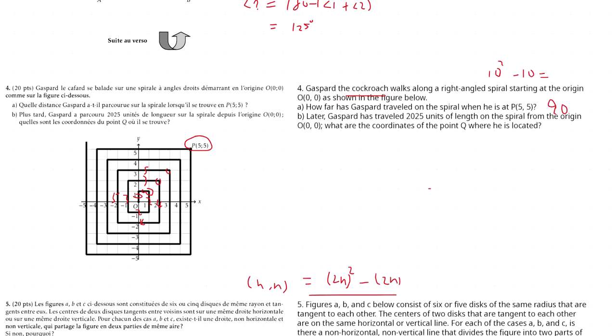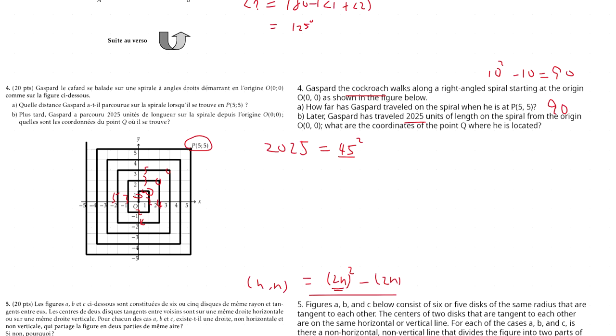90. The second question is about 2025. And 2025 is a famous number, right? Because I hope most of you know 2025 is the square of 45. But unfortunately, 45 is not an even number, and here we have the expression 2n. It's all about 2n. 2n is an even number, but 45 is an odd number, right?